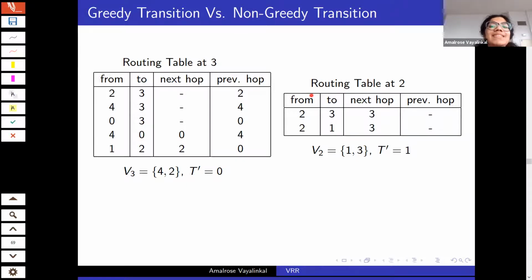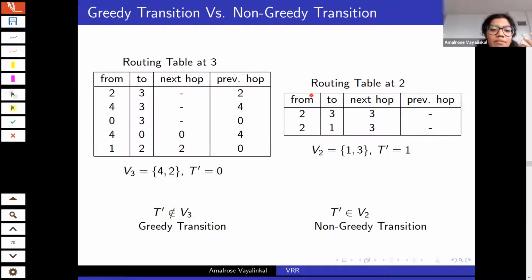But the key difference is that in one case, we pick the intermediate target from outside the set of virtual neighbors. So at 3, we have a greedy transition because the intermediate target that we set is not one of the virtual neighbors of 3. But this is in contrast to what happens at 2, where we set the intermediate target from the virtual neighbors at 2. And so that's called a non-greedy transition. Okay. Are there any questions on that?